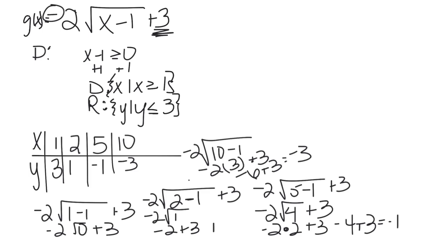So notice I just plugged in all the numbers, but if it didn't give me a perfect square under the radical, I just skipped it. And we can see that our y values are starting at a positive 3 here, and they're going smaller. And that is why my range is less than 3 instead of greater than 3. So now let's draw our graph.